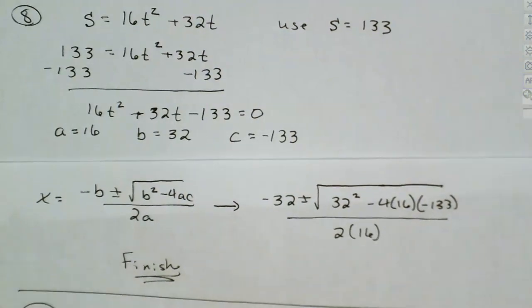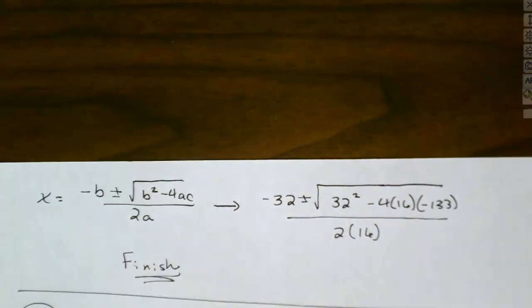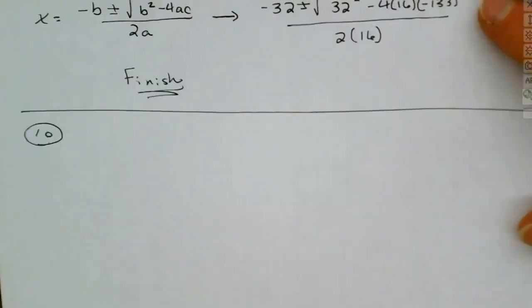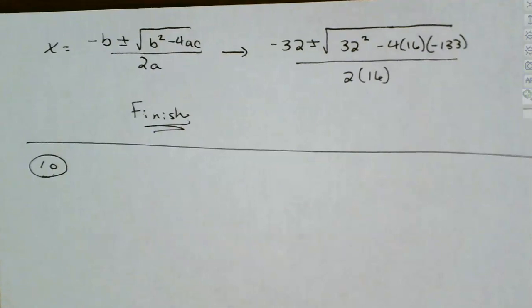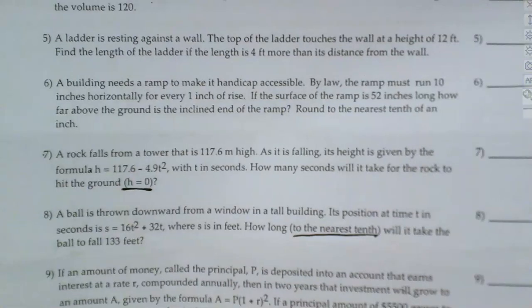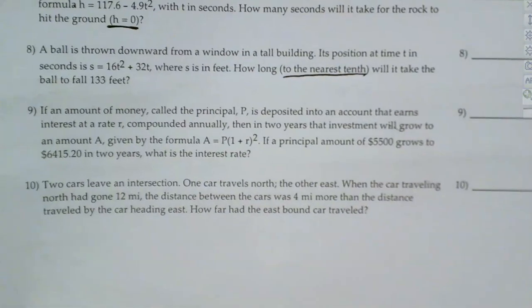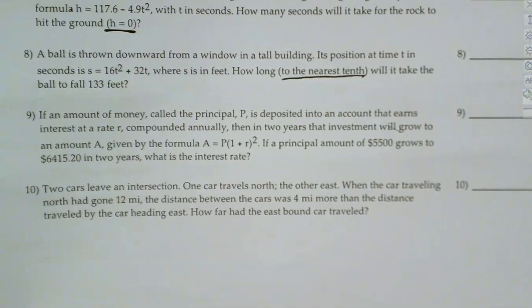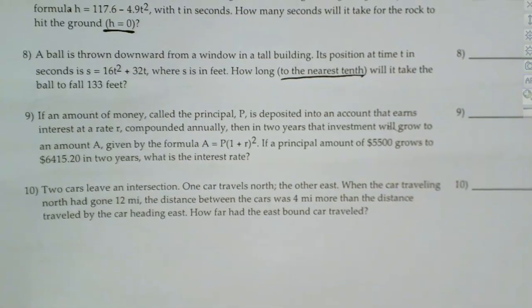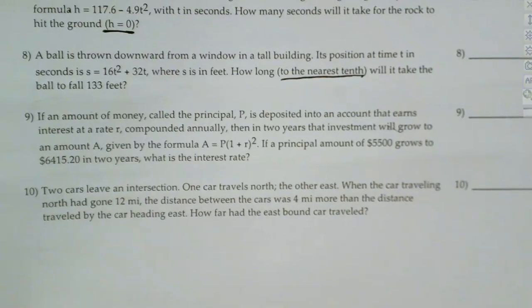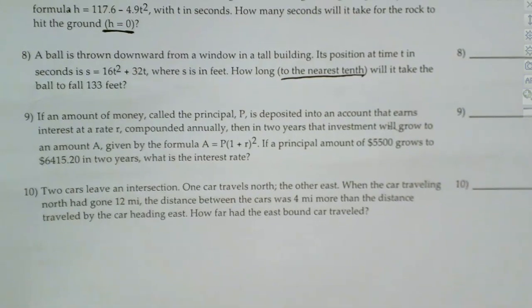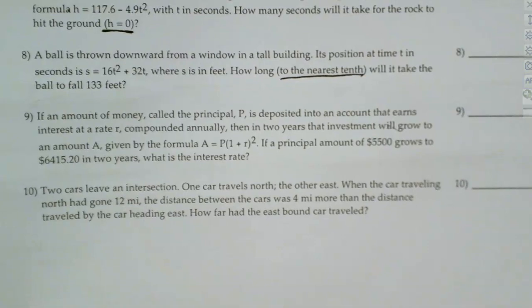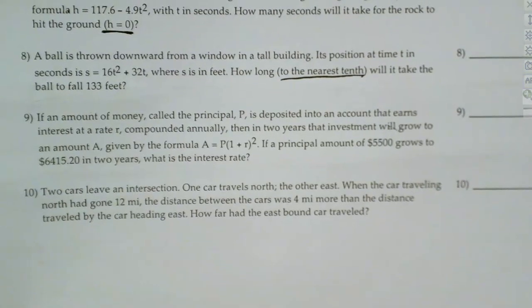Question 10. Okay, question 10. We've got 2 cars. One is going north, one is going east. When the car traveling north had gone 12 miles, the distance between the cars was 4 miles more than the distance traveled by the car heading east. How far had the east car traveled?